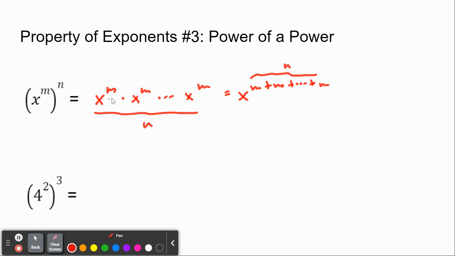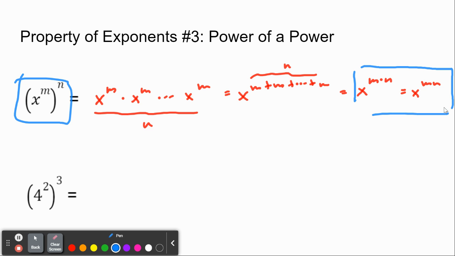Because this is now becoming the product of powers rule, where you have all the same like bases, all these m's, so just keep adding the m's. Well, if you have n m's being added together, that is x to the m times n power, or x to the mn, however you want to write it. So that's what this rule comes out to be. If you have a power raised to a power, you simply multiply those two powers. That's it.